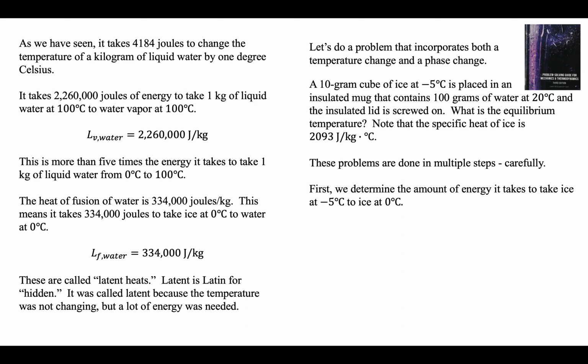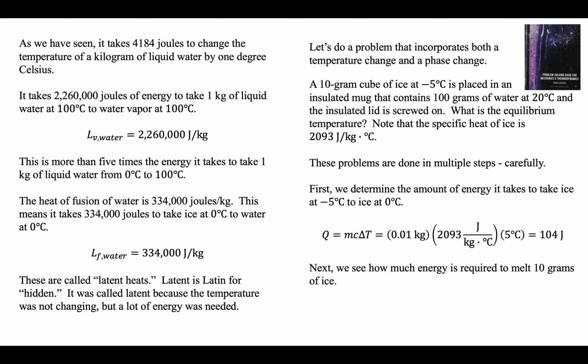So a good first step is to determine the amount of energy it takes to take ice at -5 to ice at 0. No phase change. All right, so we have Q = mcΔT, and it's ice, so we use 2,093 joules per kilogram per degree Celsius. We have a 100th of a kilogram, 10 grams, and we're going 5 degrees. That costs 104 joules, and we're going to get that from the water at 20 degrees Celsius. That's where it's going to come from.